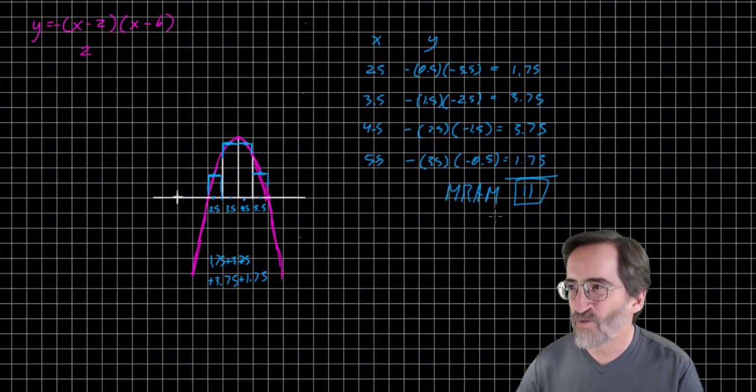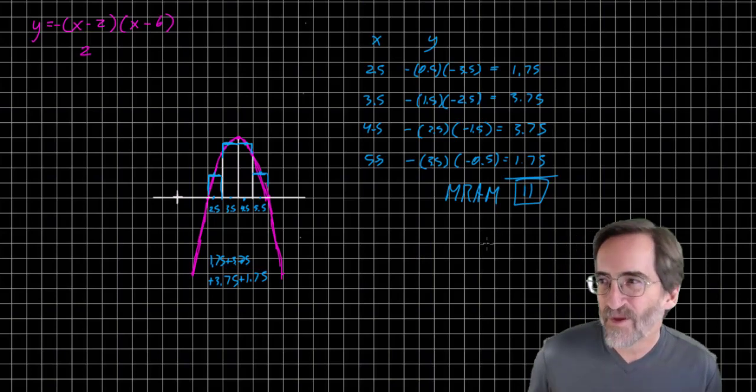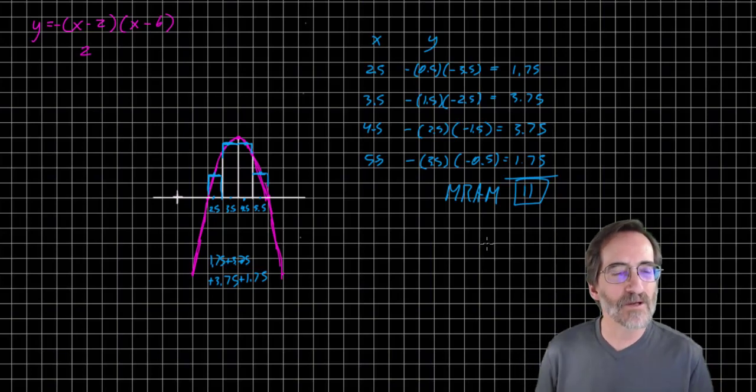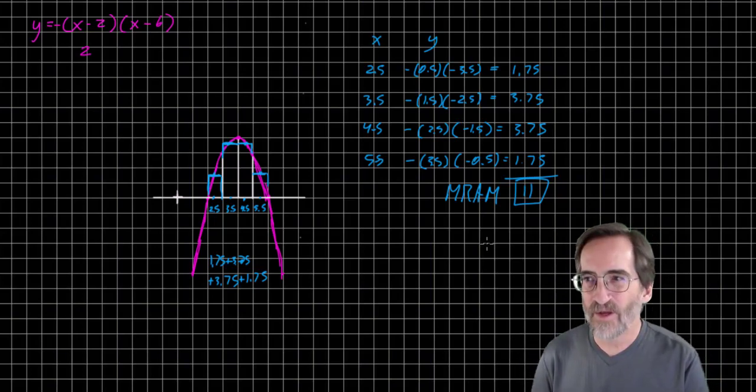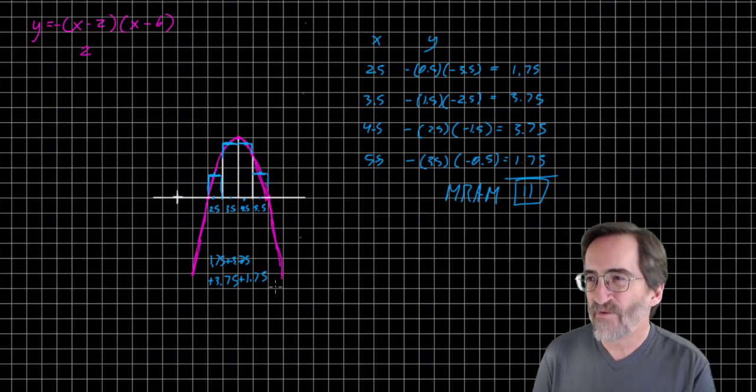Now here's the question, which do you think is more accurate? I think MRAM is a good estimate. You're usually going to find MRAM to be more accurate than LRAM or RRAM. All right, so hopefully that makes sense. Let me know if you have any questions.